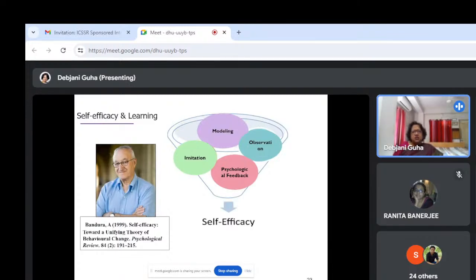And we get the theory of self-efficacy from Bandura. Bandura said that self-efficacy develops from imitation, modeling, observation, and psychological feedback. And self-efficacy is responsible for learning and behavior modification.